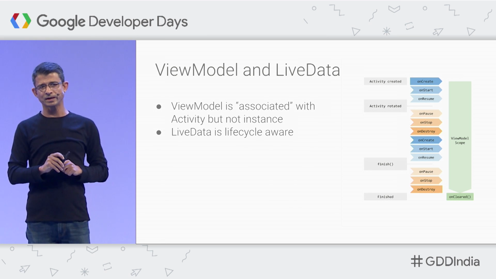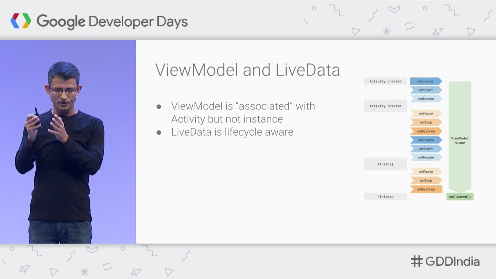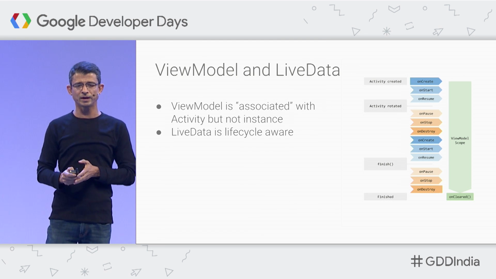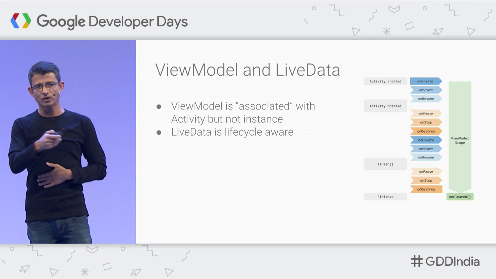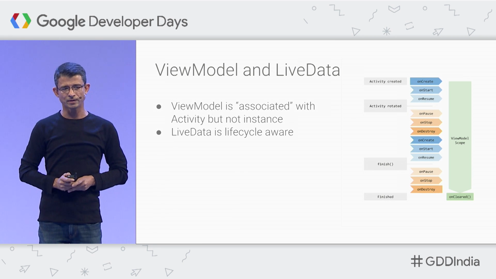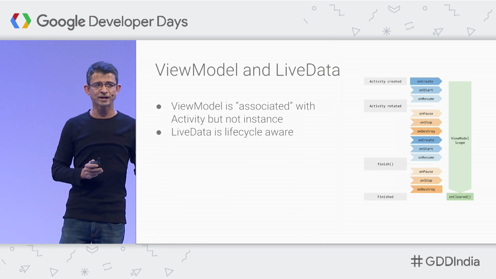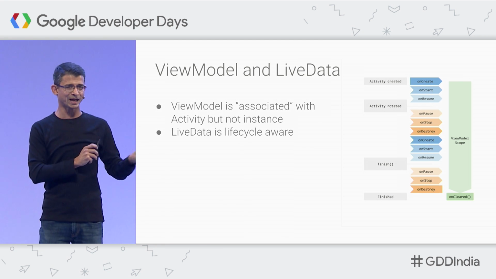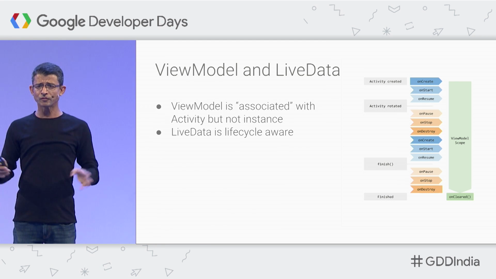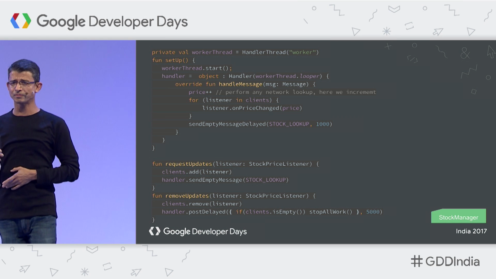But in any other case, the view model preserves the state of the data alongside the lifecycle of the activity. And as I said, LiveData is lifecycle aware, so it knows when is a good time to update the UI. So with that high-level background, let's just look at some code here.